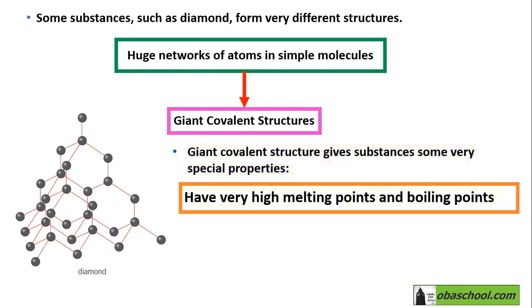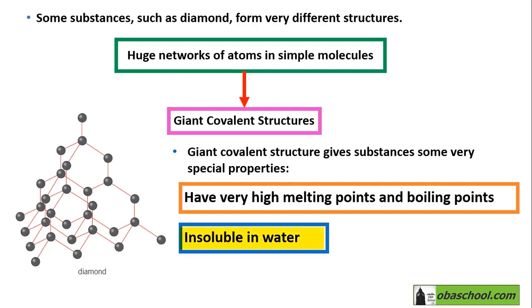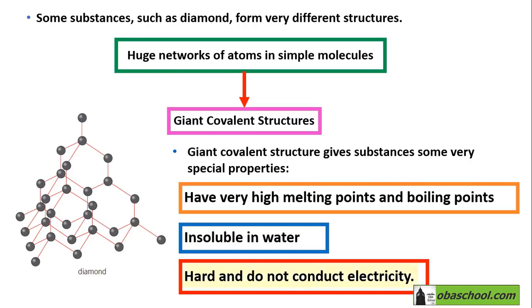First of all, they have very high melting points and boiling points. So substances like diamond are hard to melt down, and they need very high temperatures in order to boil. Also, giant covalent structures are insoluble in water. So a piece of diamond, if you throw it inside a cup of water, for years it won't dissolve. Diamond is not soluble in water. And finally, they are hard and do not conduct electricity.